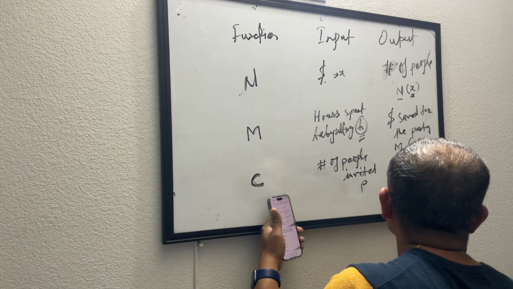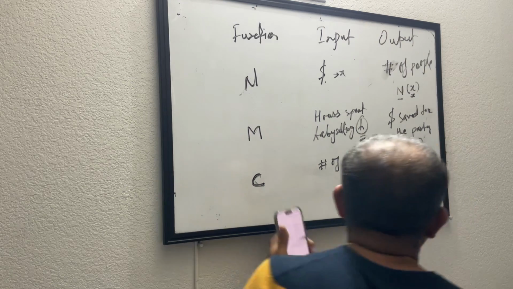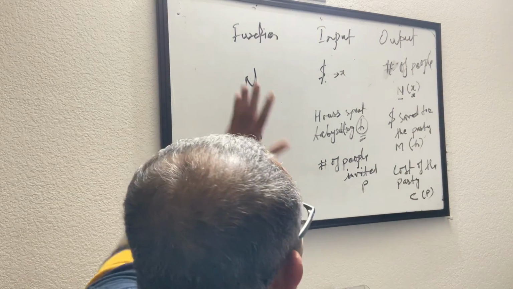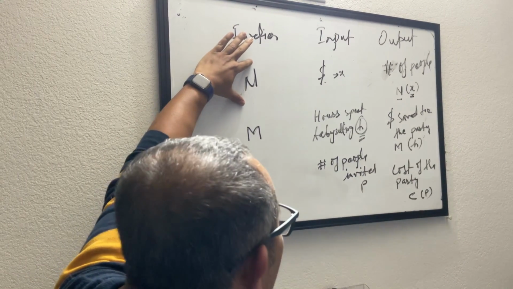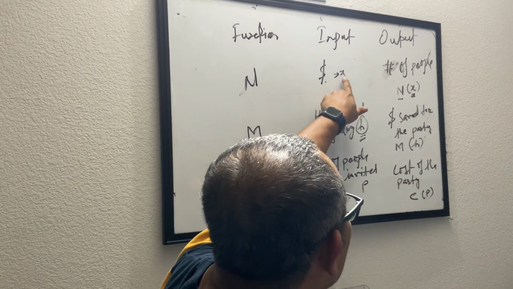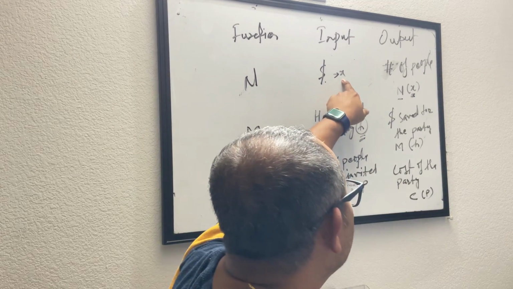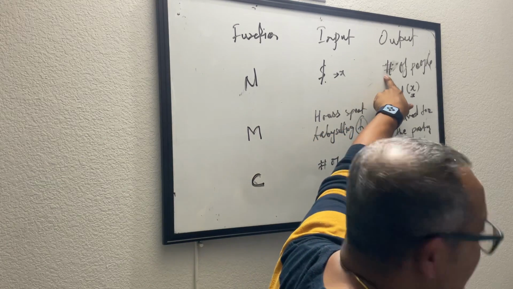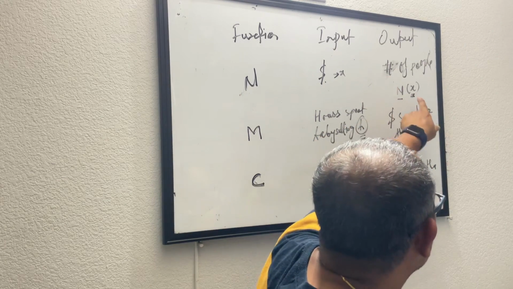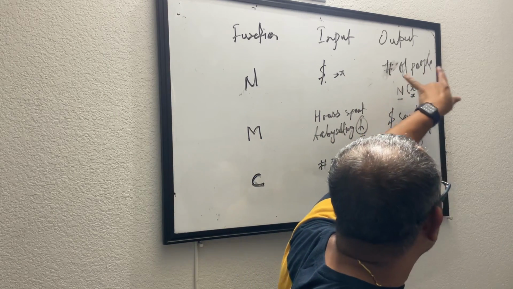And that goes as C of P. So there are three functions that are modeled here. The first function is function n, which takes x as an input, that is the dollars saved for the party, and the output is the number of people that can be invited. So that is n of x. Depending on how much money you want to invest, you can decide how many people you can invite.